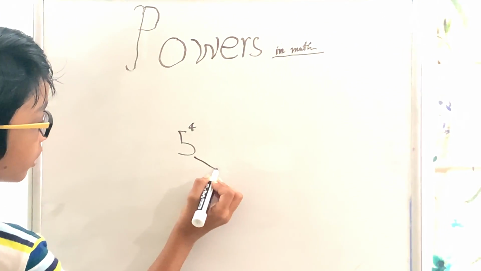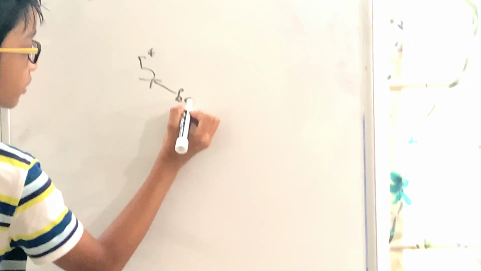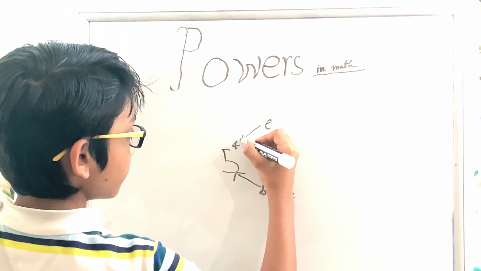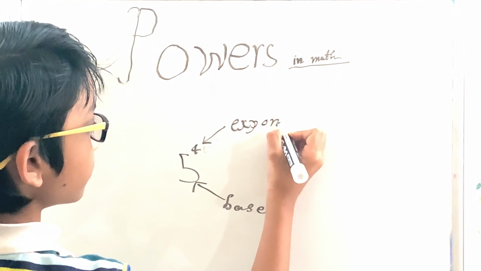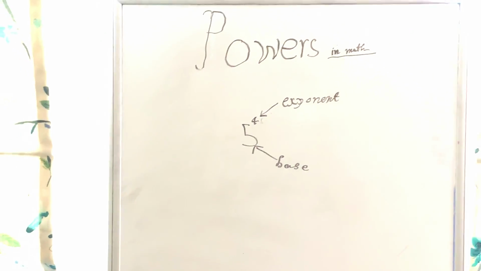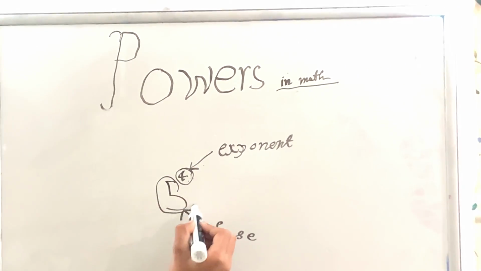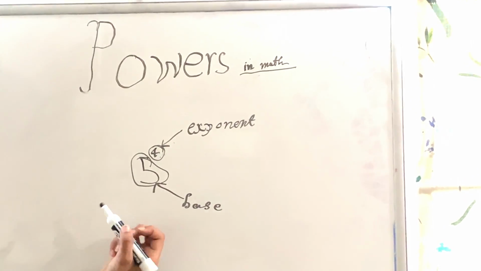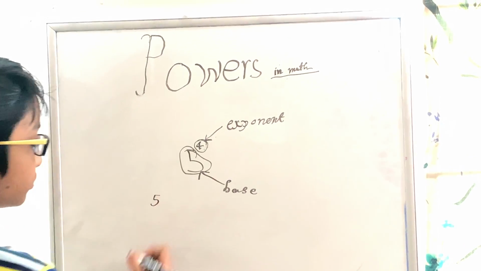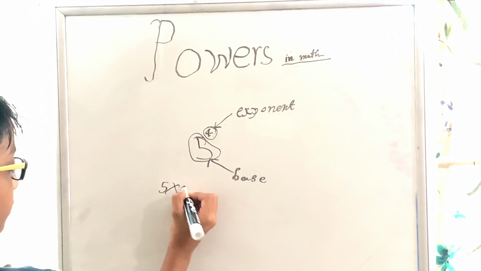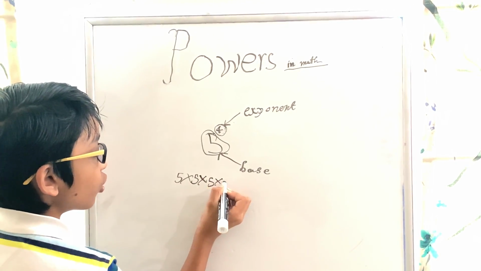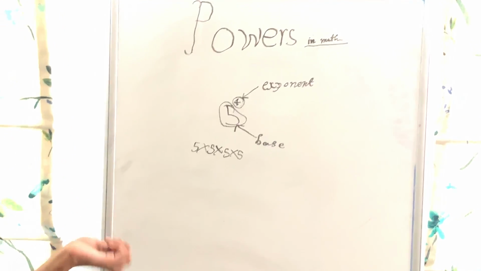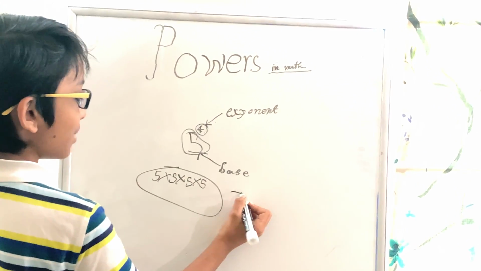Anyway, the base is this number, and this is the exponent. The top tiny number is the exponent, and the base is the big whole number. The base is the number that you're multiplying, and the exponent is how many times you're multiplying. Since the exponent here is 4, we multiply 5 four times. So it looks like this. Exponents are just a shortcut to repeated multiplication. So this is equal to 5 power 4.